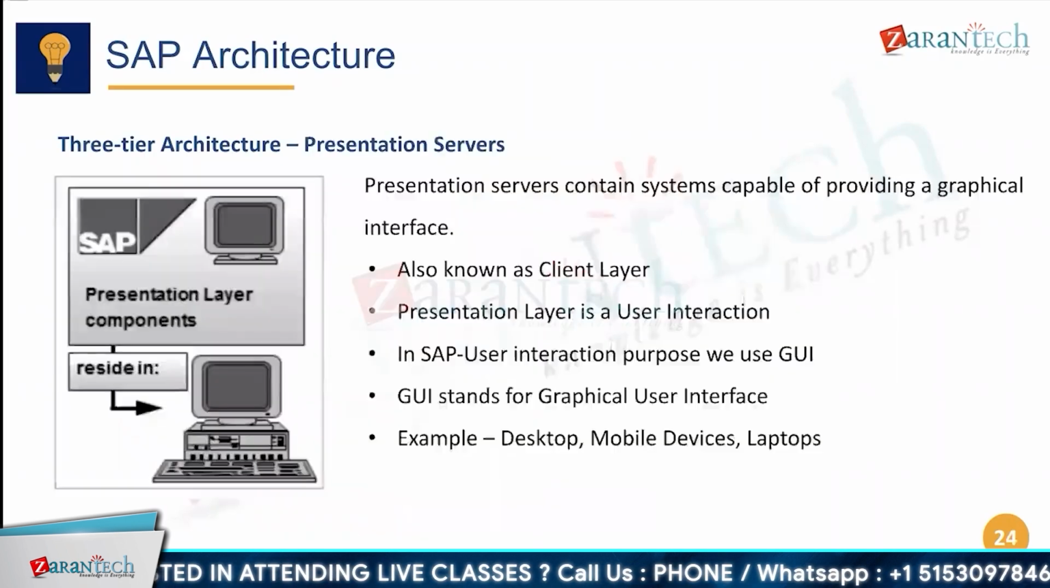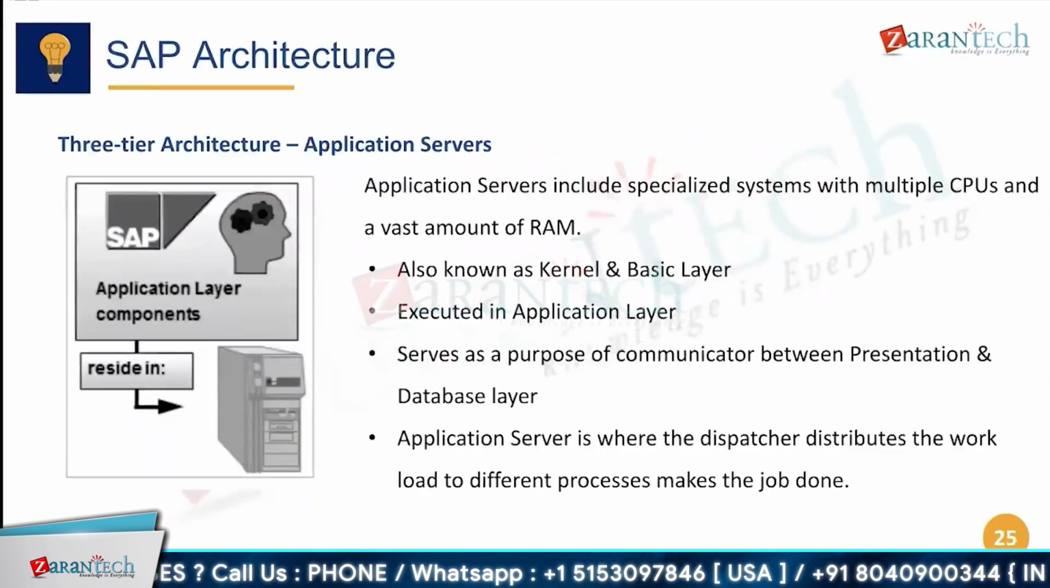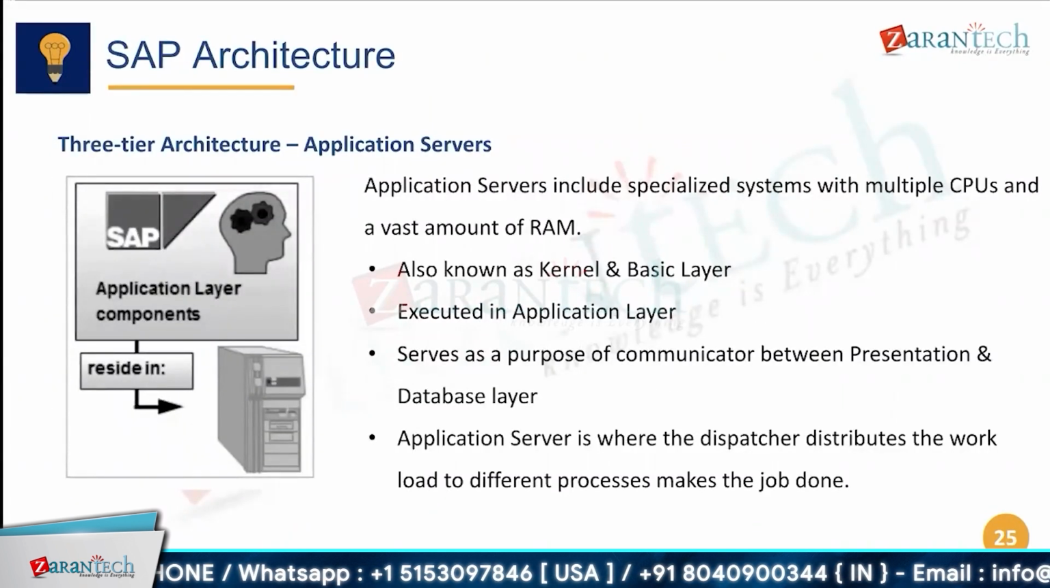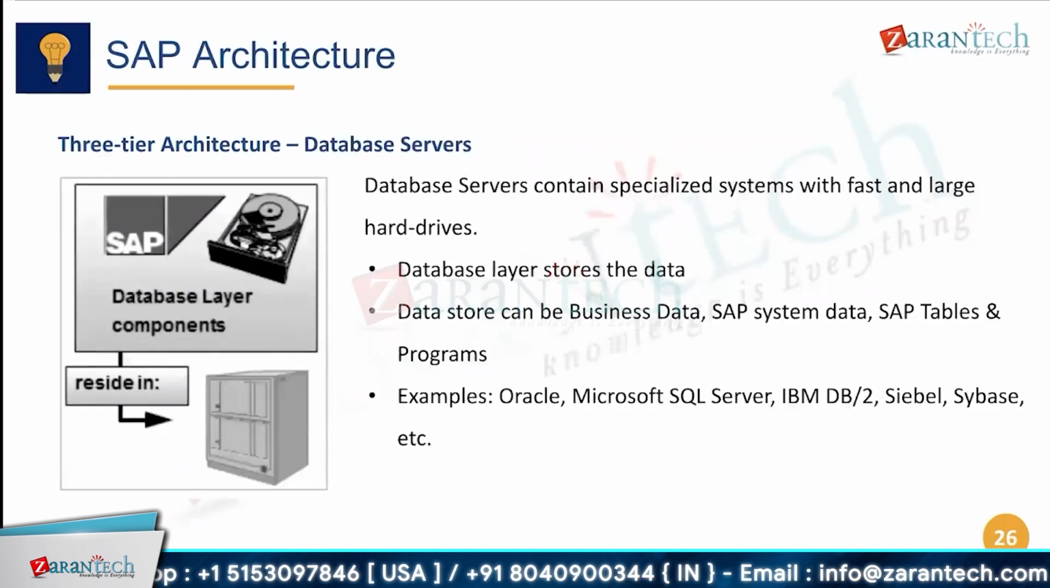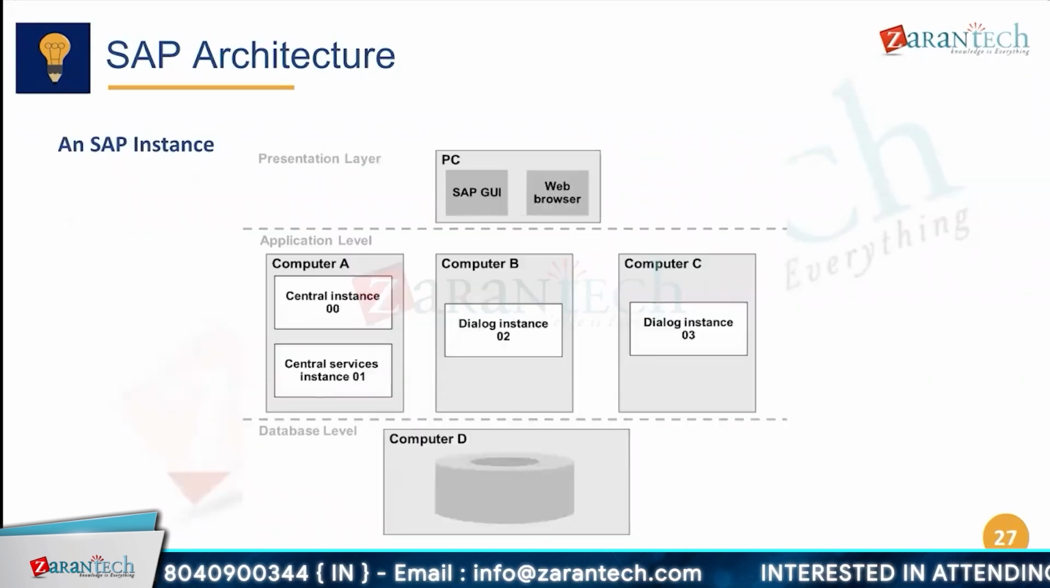Presentation, application, and database. Explain the presentation layer, or the client layer, and its purpose. If you want to read it theoretically, you can do that later. And then the database servers you have. Good. So three-tier architecture is done.